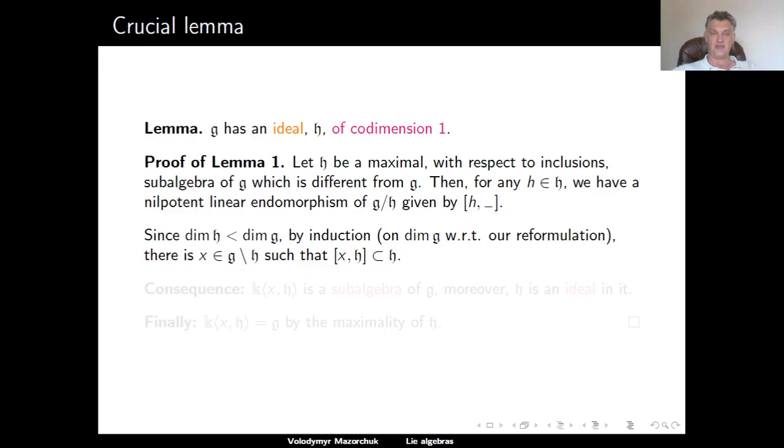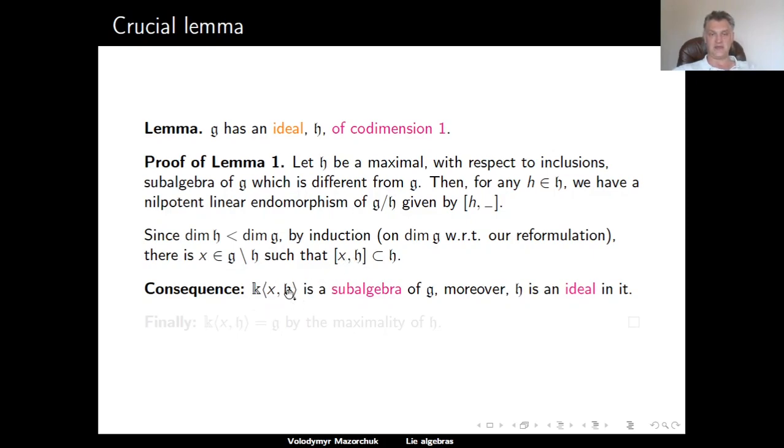Since the dimension of H is by definition strictly smaller than the dimension of G, using the induction with respect to the dimension in our reformulation of Engel's theorem, we can deduce that there is an element x in G minus H such that the commutator of x and H belongs to H. In other words, such that this element x in the quotient space is a common eigenvector for each linear transformation bracketing with h with eigenvalue 0. From this property that the commutator of x and H belongs to H, it follows that the linear span of H and x is a subalgebra of G.